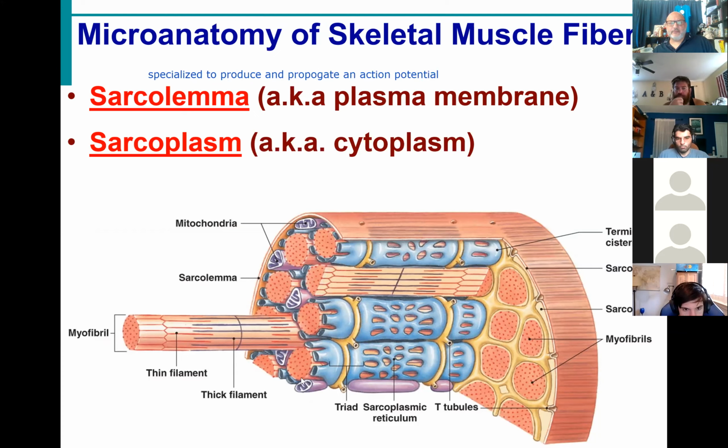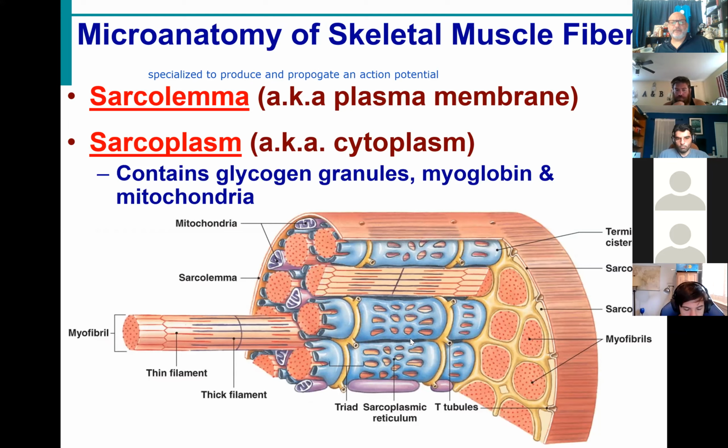The sarcoplasm is all the hunk and junk on the inside. And as I mentioned, it contains some inclusions like massive amount of glycogen granules, providing the sugar, myoglobin holding the oxygen, and then a massive amount of mitochondria to take that glucose, break it down completely with the oxygen, and make a massive amount of ATP.